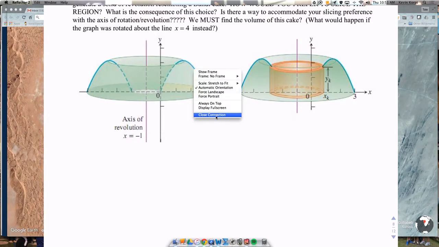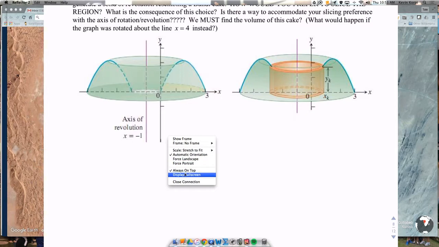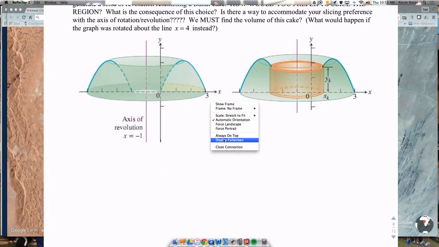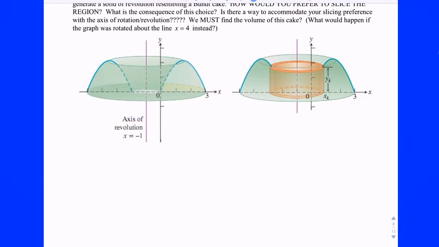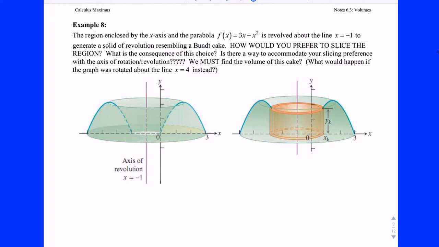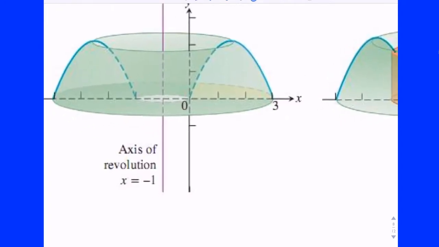All right, so let's get back to the bunt cake. Trying to figure out what the volume is. I guess, no, we said we didn't want to find the volume by fluid displacement. That would ruin it. So now we have a method for doing this. So let's review what the shell method was.